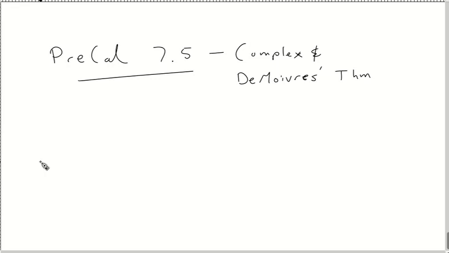Hello everyone, this is the video lecture for pre-calculus. We're doing 7.5, complex numbers and de Moivre's theorem, or de Moivre, I don't know. De Moivre, that's what I was told. I'm not French, so I don't know.